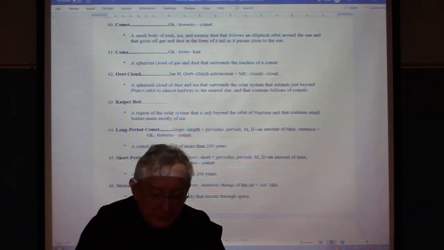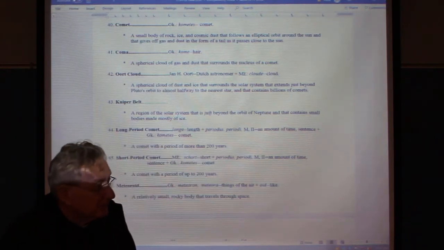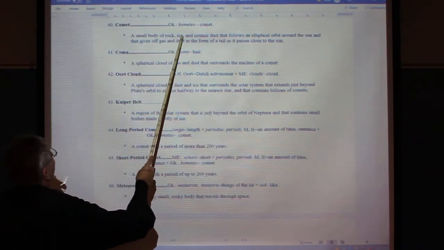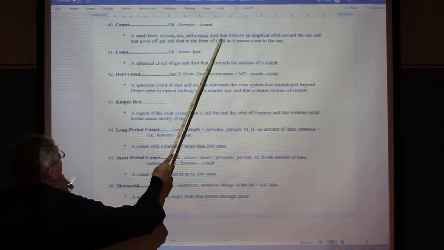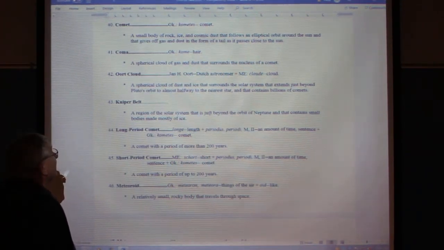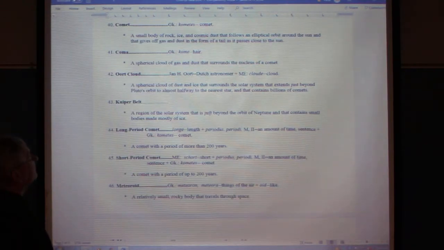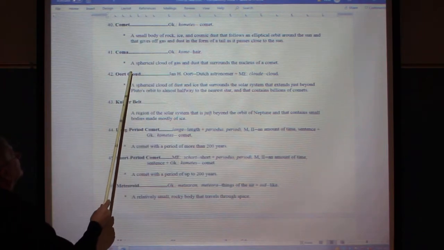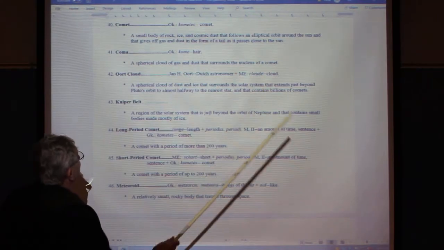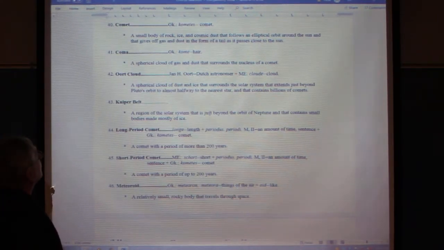Now, the first word there is comet. We've had that word yesterday. I talked about it a bit. A small body of rock, ice, and cosmic dust that follows an elliptical orbit around the sun and that gives off gas and dust in the form of a tail as it passes close to the sun. So the coma, the hair in Greek, a spherical cloud of gas and dust that surrounds the nucleus of a comet. That's just a word that they called a coma.